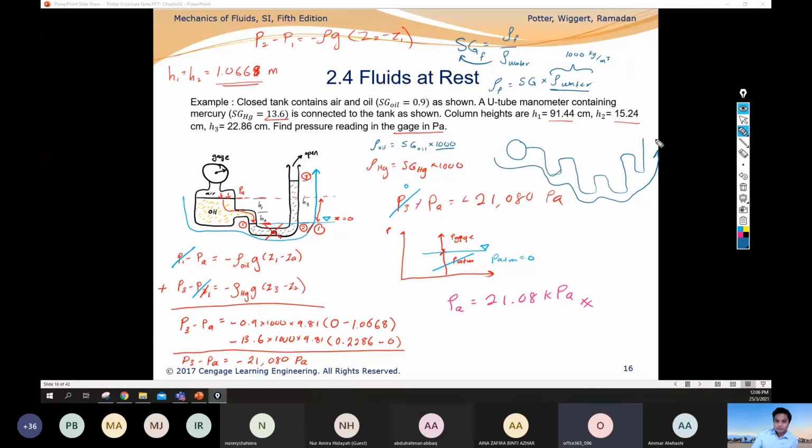Doctor, I have a problem with setting the points, like point 1, point 2, point 3. It doesn't matter. If you set any point, it doesn't matter. You can set point A, point B, point C. But make sure you go through the correct path. Okay?